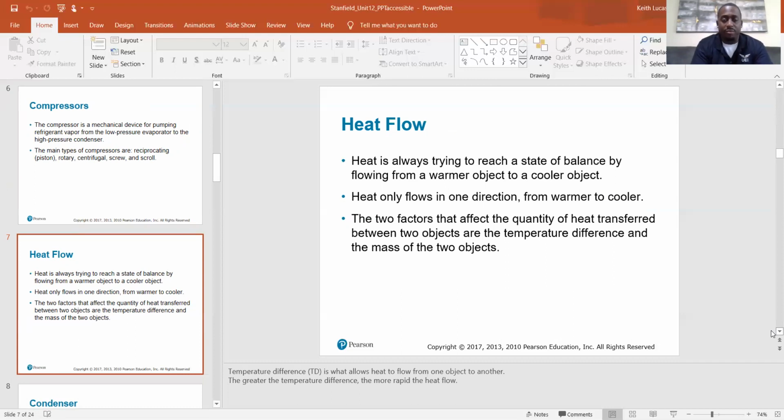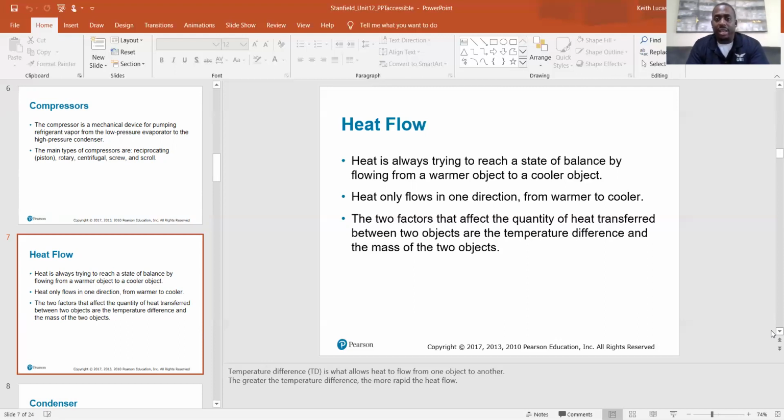If you touch something and it feels cold to the touch, that's because you are warmer than that object. And if you hold on to it long enough, the heat energy is going to leave your body and attach itself to that object till it gets to a point where it's balanced and your hand is the same temperature as that object. That's when the heat flow will stop.